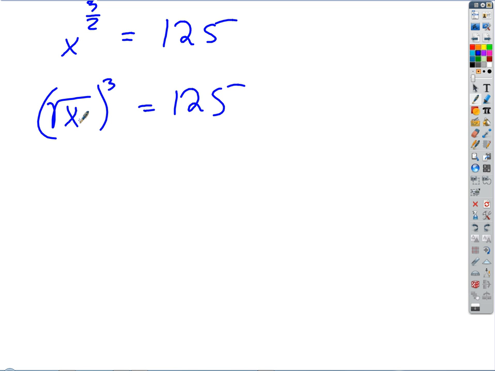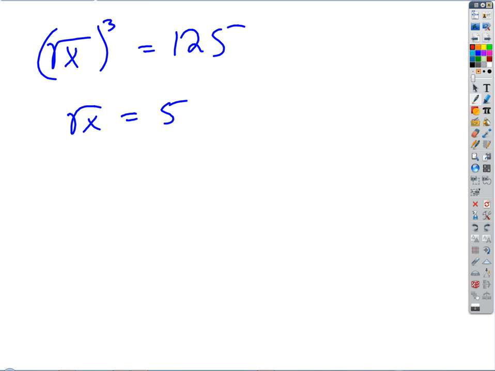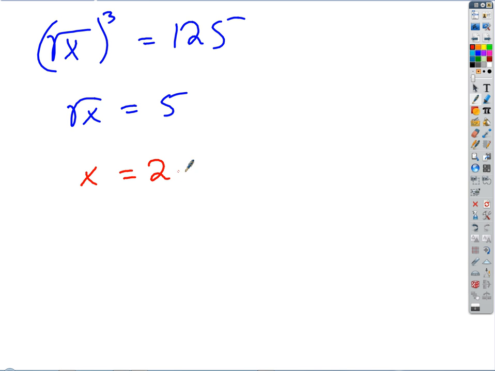I don't have to change colors when I take a cube root of both sides. Agreed? Okay, we know how to do that. So we end up with the square root of x equals 5. Now, when I square both sides, I've got to change colors, right? It's when I'm taking both sides to an integer power that things could get weird. So x equals 25, and we've got to check it.